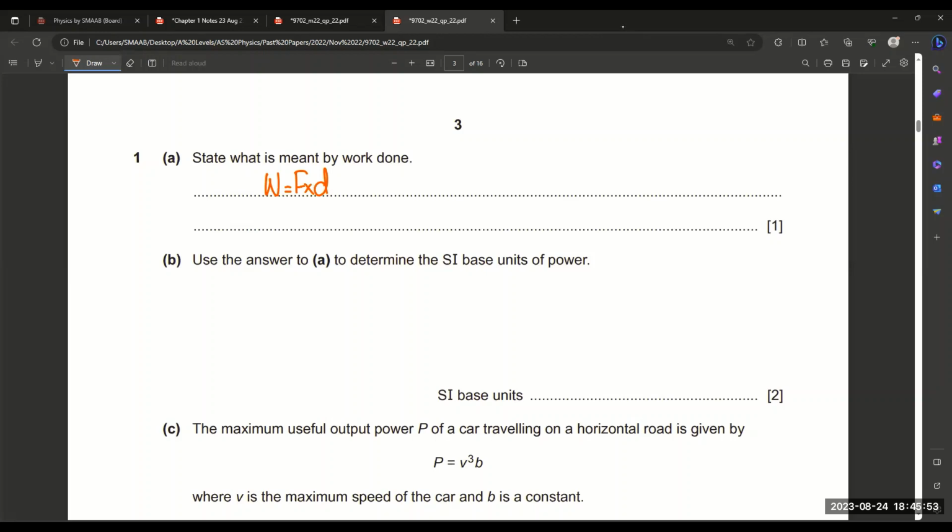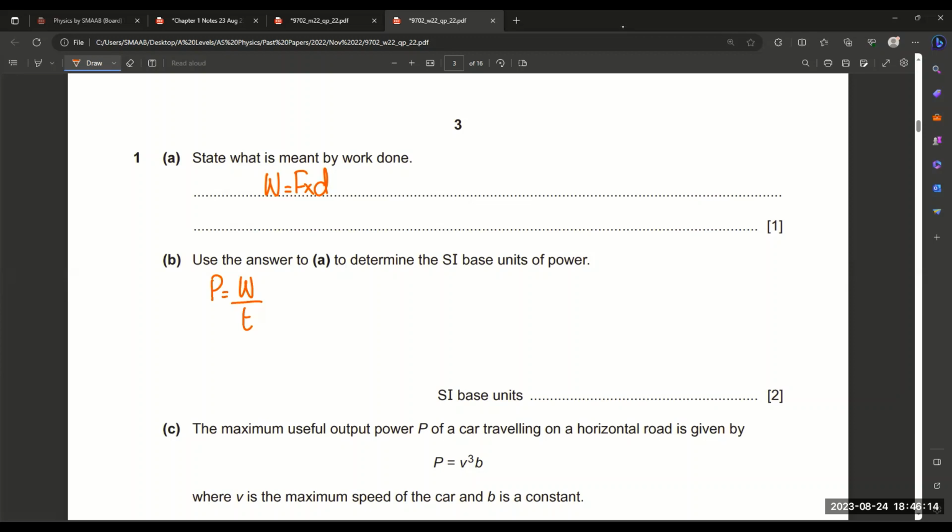Power is equal to work done. Wait, so I have to use the answer to A to determine the SI base unit of power? Yes. So basically, power equals the work done in how much time? W over T.